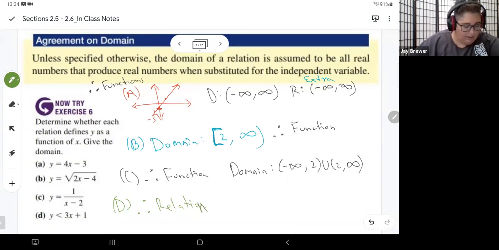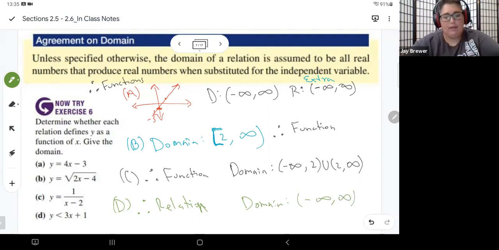However, we still have a domain of all real numbers. That inequality doesn't go away or say that it can't be something.